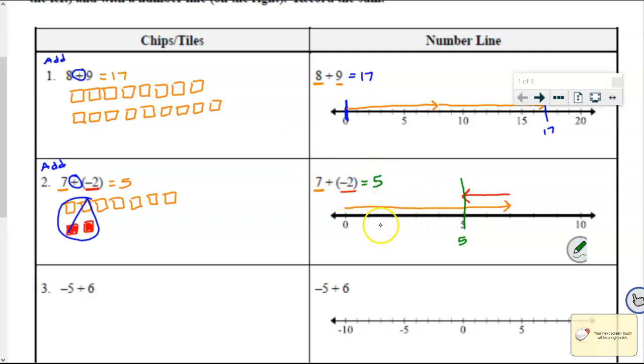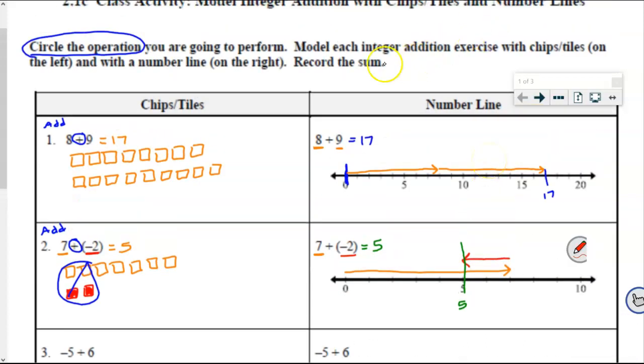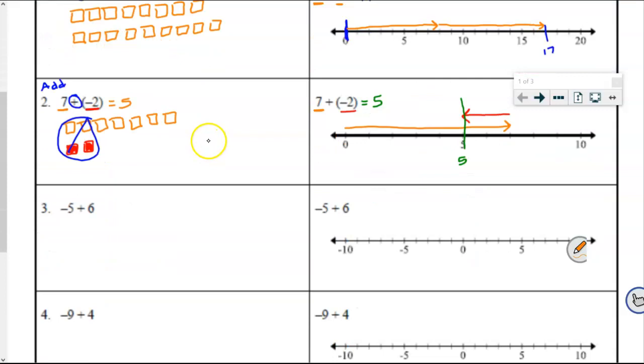The positive this time, we're going to go to the right, and the negative, we're going to go to the left. Let's maybe make note of that. When we're doing it on the number line, our positives are going to go to the right. I'm writing that down so I don't forget. Positives go to the right, and the negatives are going to go to the left. Nice and easy, right?